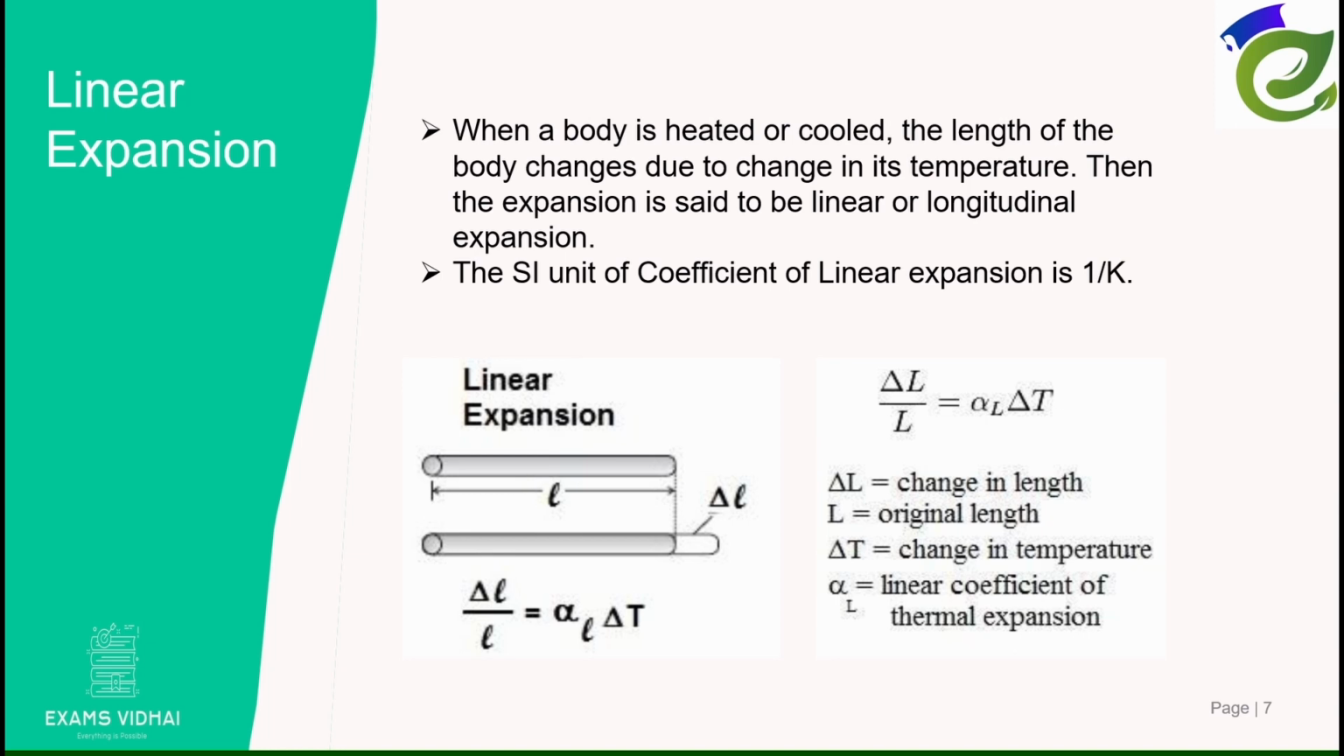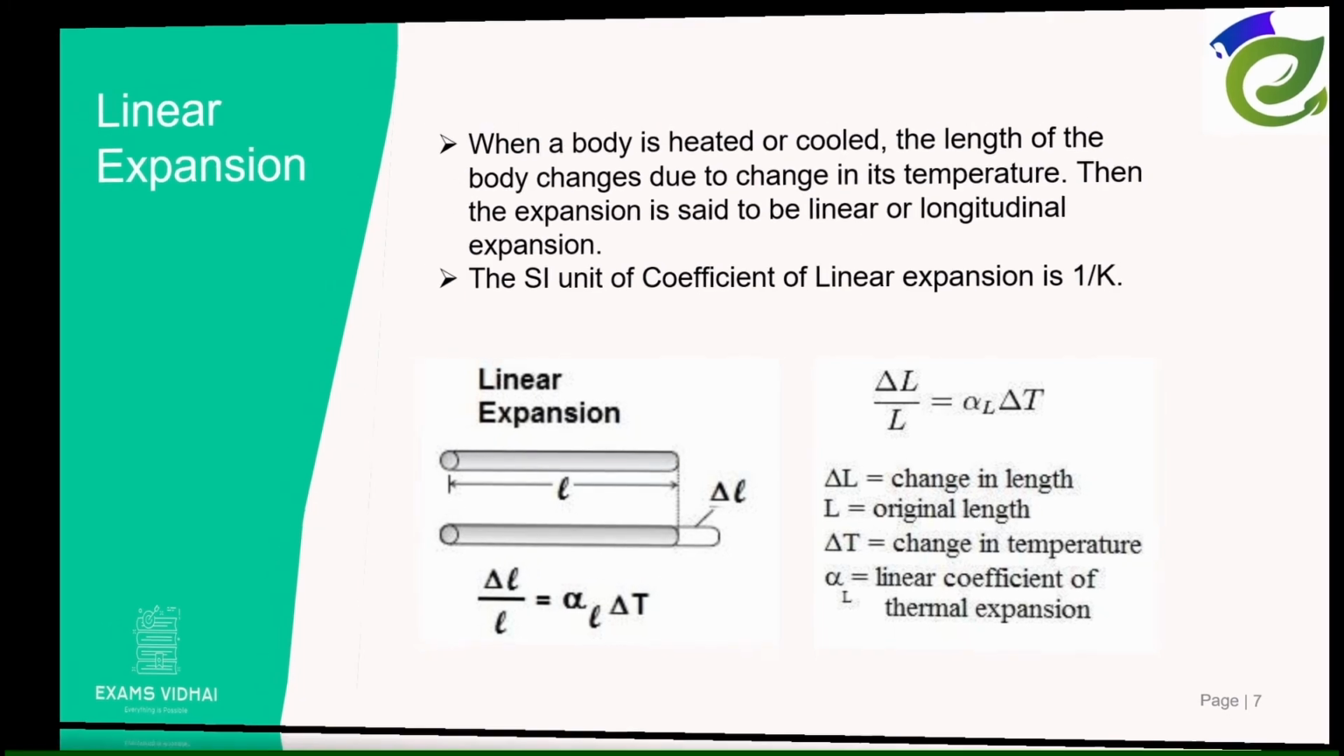So if we consider a steel pipe of length L, then let us consider the temperature rise to be 25 degrees Celsius. So the steel will have an alpha L with respect to it. So that alpha L multiplied by the 25 degrees Celsius into its original length will give you the change in length of the pipe. So similarly, we will next look into the superficial expansion.